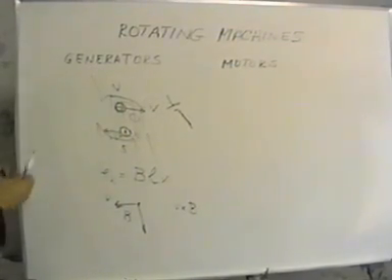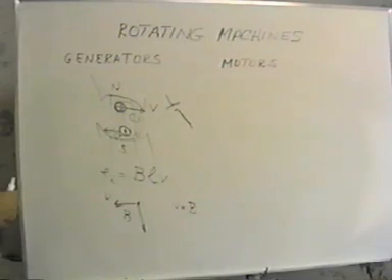So this is the principle on which all generators, including DC generators, work. And although the voltage is sinusoidal, by means of a device called a commutator, we can rectify the AC and make DC out of it.